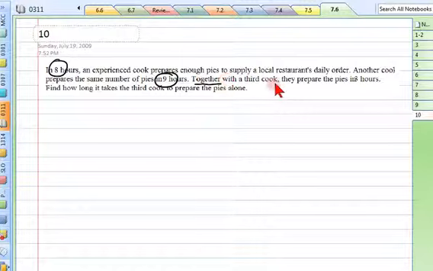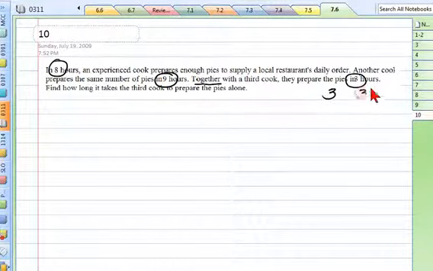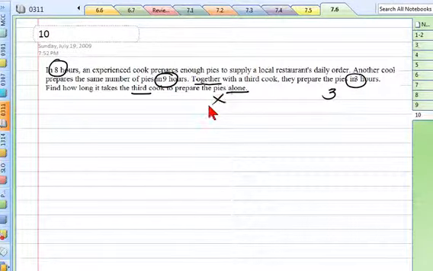Together with a third cook, they prepare the pies in, and it's squished, but it's 3 hours. That's a 3. You can't see that 3 on the screen. Okay, that's a 3. Find how long it takes the third cook to prepare the pies alone. Third cook alone is x.